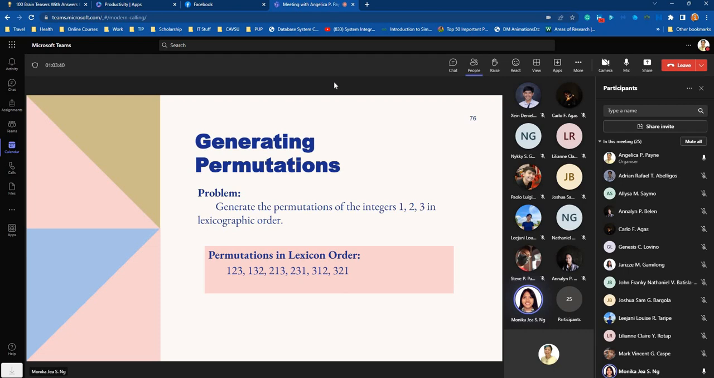Then from 2, 3, 1, 2 is less than 3, and aside from 2, 3 is the only larger number, so it's number 3, then 1 as the least number, then 2. Then from there, since 1 is less than 2, the swapping takes place, so it becomes 3, 2, 1.